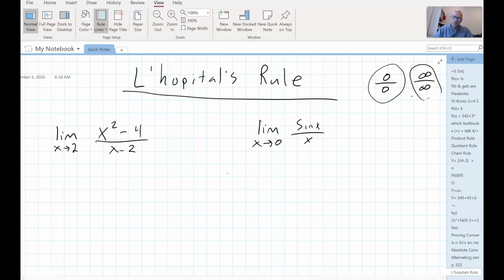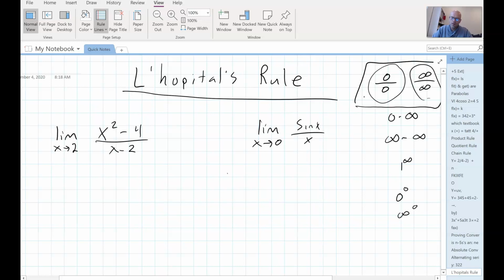Now there are other indeterminate forms, like 0 times infinity. Let's see, what are some of the other ones? There's infinity minus infinity, there's 1 to the infinity, and there's 0 to the 0 power, and infinity to the 0 power. So anyway, there's a bunch of them. We're going to focus mainly in this class on these two because those are the ones that show up the most. But just be aware that there are other indeterminate forms.